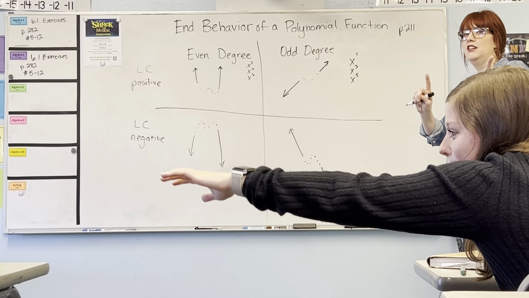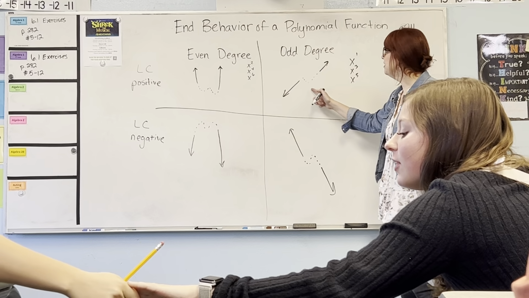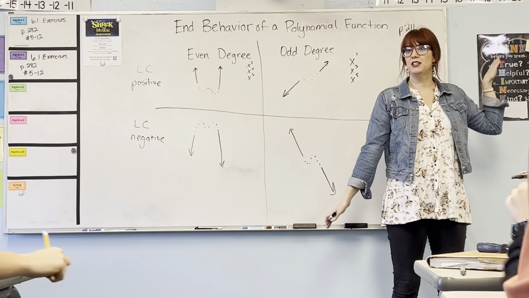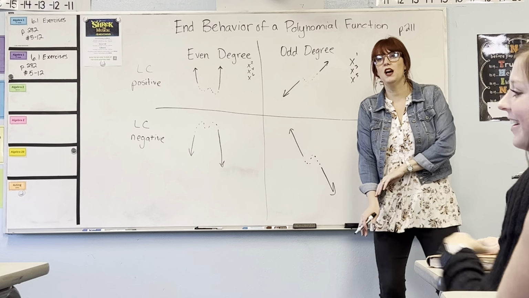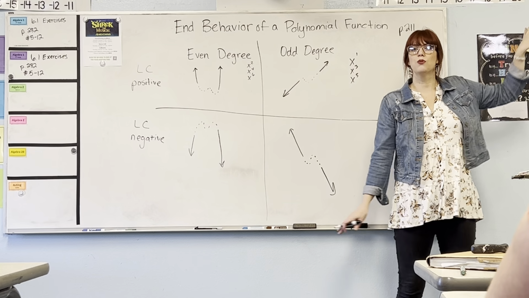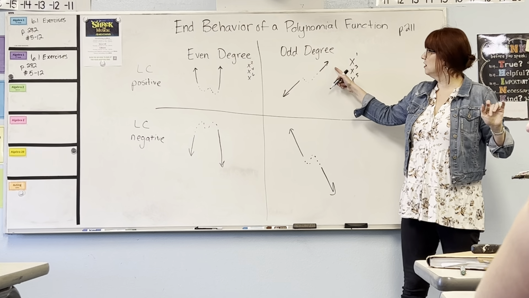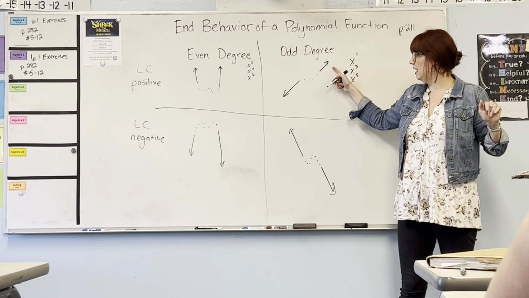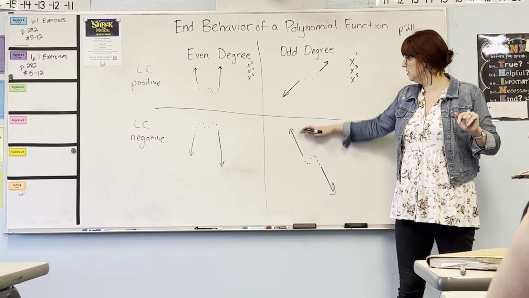Re-explain what? Just the odd degree. The odd degree, the ends are always going to go the opposite direction. And they're sloping up to the right, this way, if it's positive. If it's positive, okay. And then it flips this way.